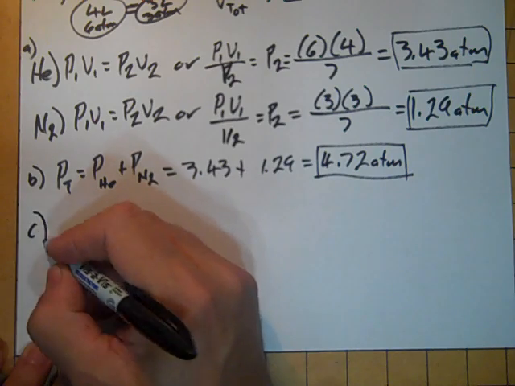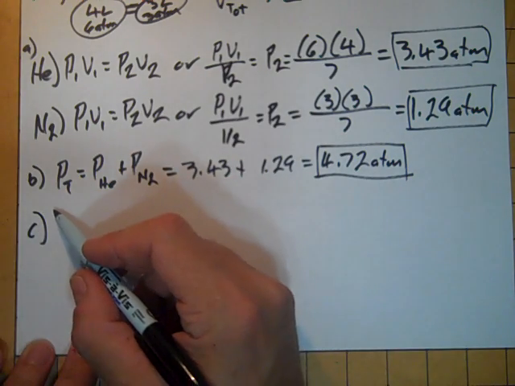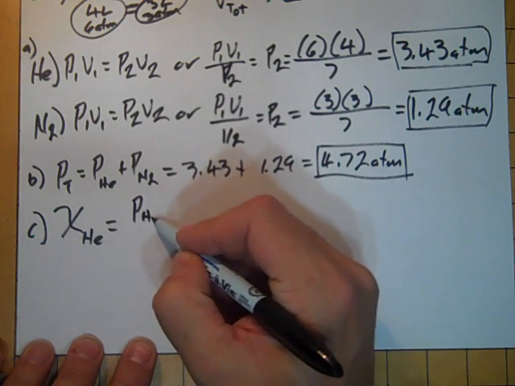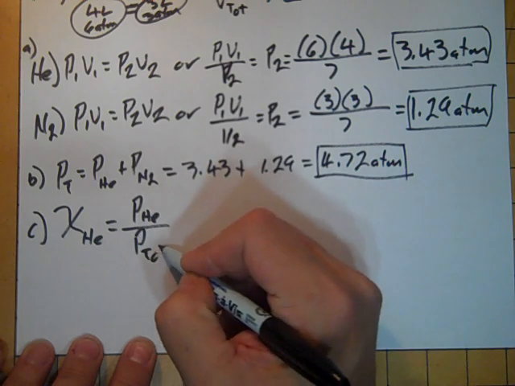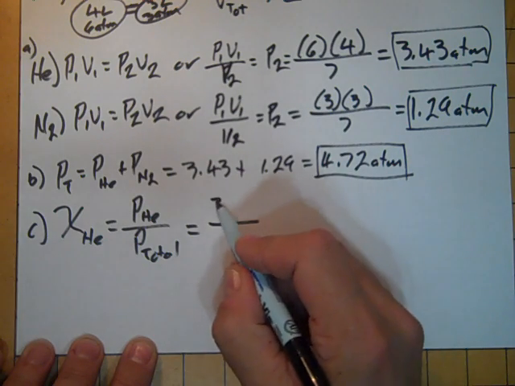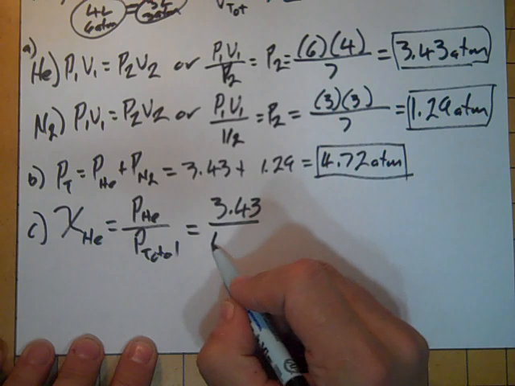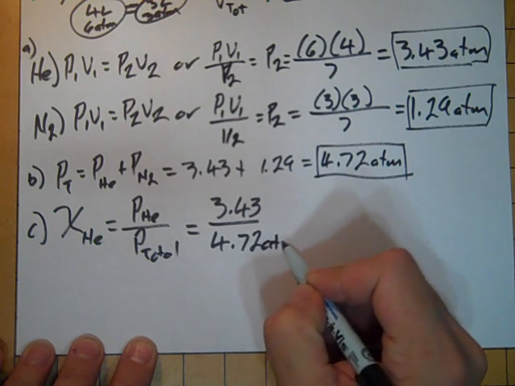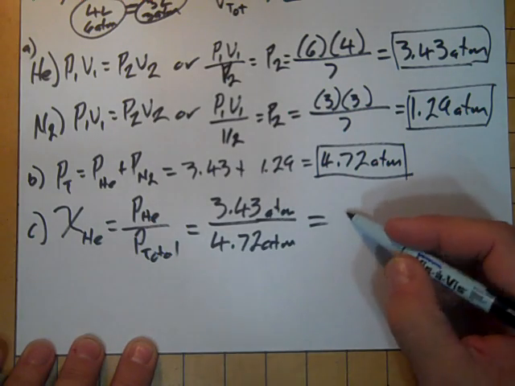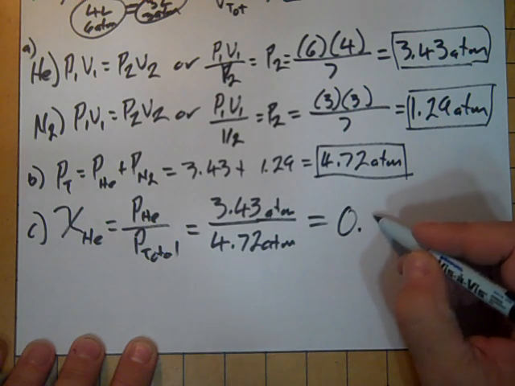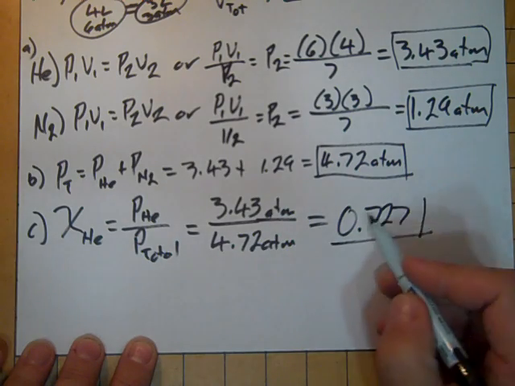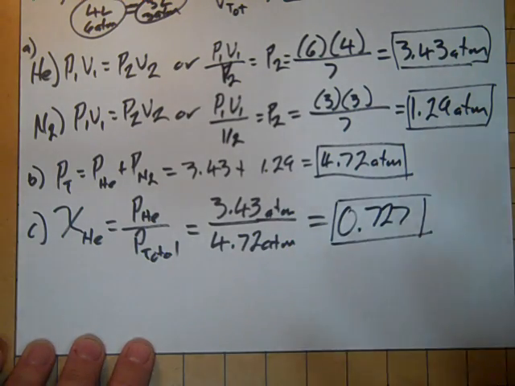The last thing you have to do on this one, part C, is find the mole fraction of helium. And the mole fraction of helium is going to equal the pressure of helium divided by the total pressure. So to find this, I just have to take 3.43 atmospheres divided by 4.72 atmospheres to find out that the mole fraction of helium in this apparatus, after everything has been allowed to mix together, is 0.727. There are no units for mole fraction, so all you have to do is watch your significant digits.